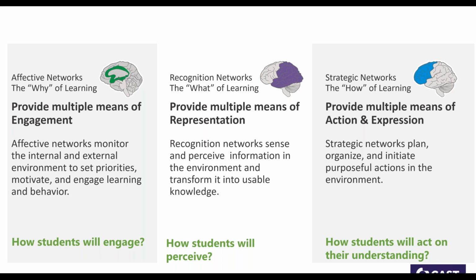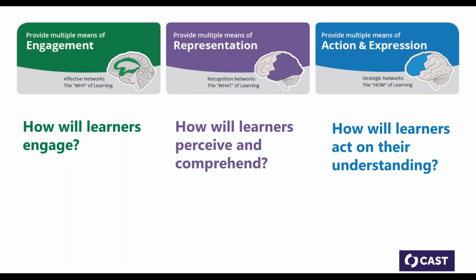So how do we learn not to get eaten by a lion? Let's think about that for a second. How will the students engage with that question? How will the students perceive that question? And then how will the students act on their understanding? So do we run? The why, we don't want to get eaten. The what, because it's bad. And the how. So how will learners engage? How will learners perceive and comprehend? And how will they act on their understanding?